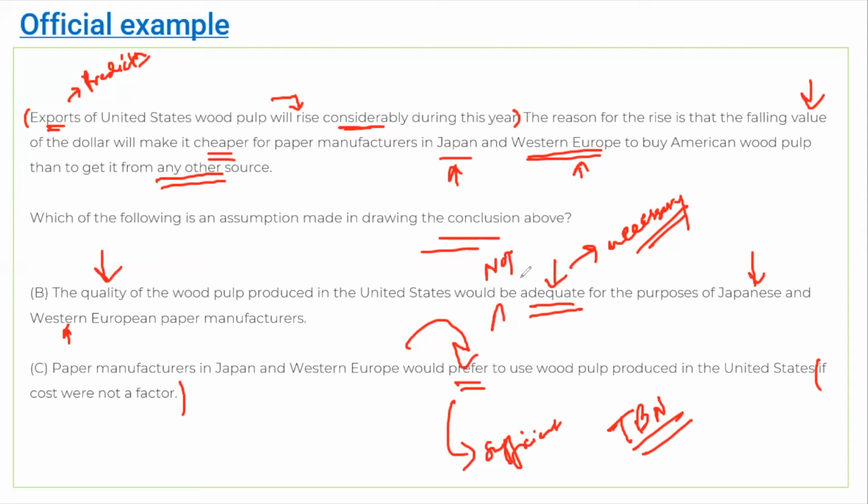Now, what happens? That means the minimum conditions will not be met, which means if the minimum conditions are not met, this will not happen. The conclusion is not going to happen. Okay, so the conclusion totally breaks.